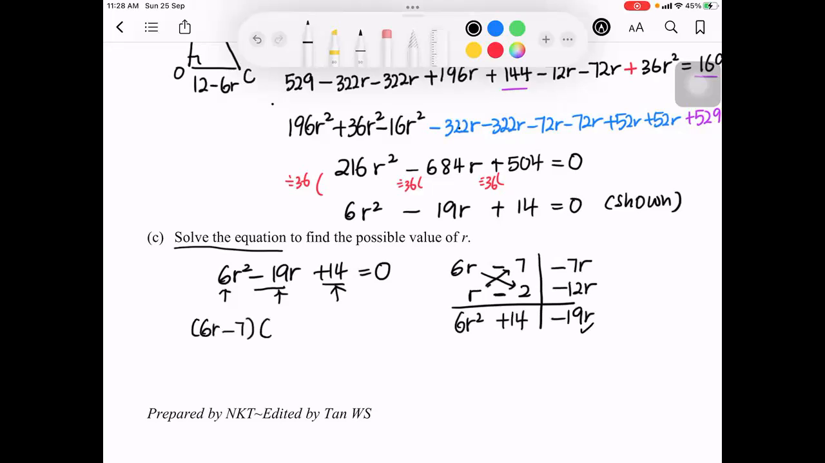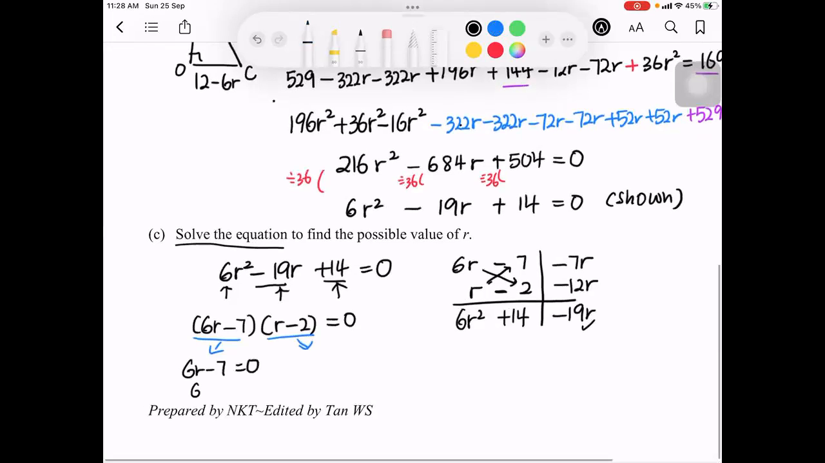Please don't put a fraction in the bracket, okay? No fraction in the bracket. Then R minus 2 equals 0. First answer, can end off the lesson soon already. So 6R minus 7 equals 0. 6R equals 7. R equals 7 over 6. The other one, R minus 2 equals 0. R equals 2. Okay, 7 divided by 6 is 1.166666. Okay, got many different answers.